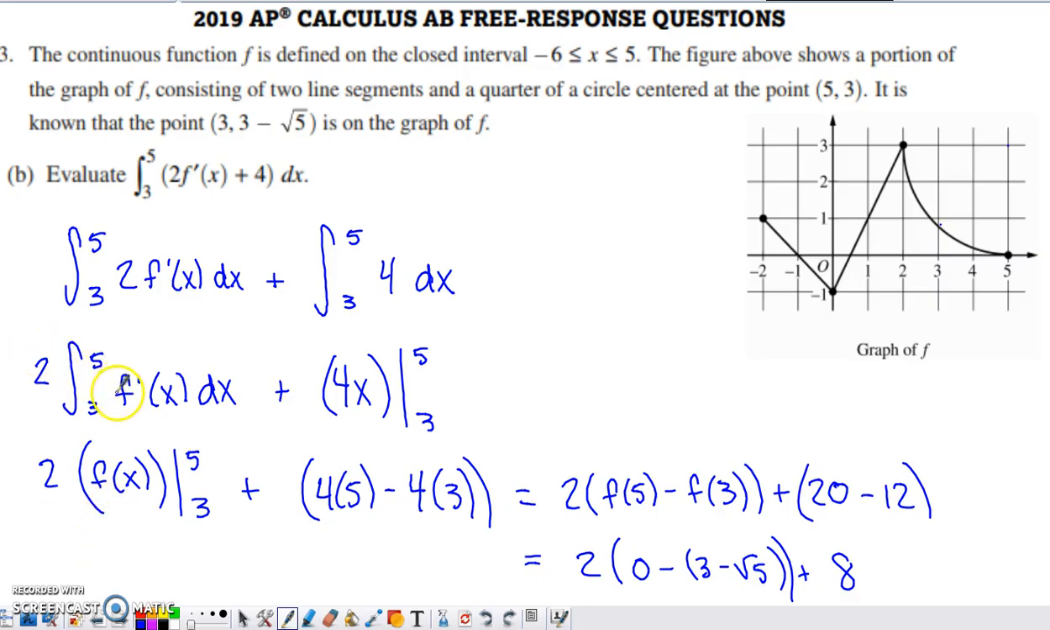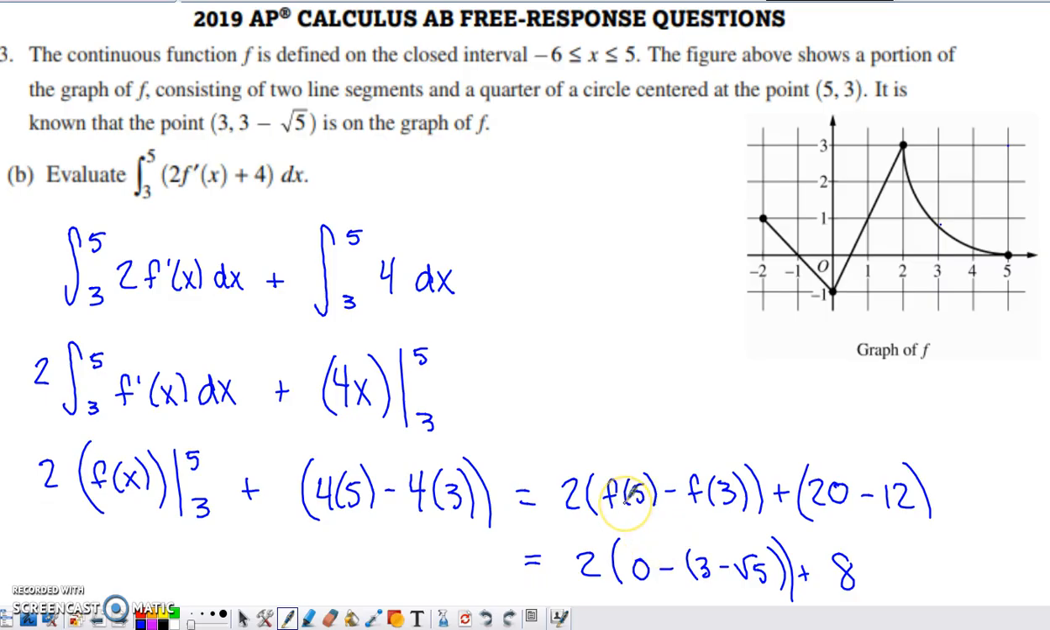And then if I want to find the value of this definite integral using the fundamental theorem of calculus, the antiderivative of f prime is f. I would then have to evaluate f at 5, evaluate f at 3, and take a difference. So you see that carried over right here. Now I can't leave my answer looking like this. I do have to have my answer dependent on numbers and not the function f.